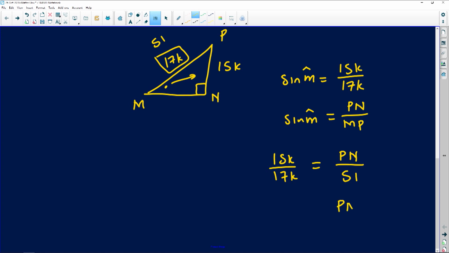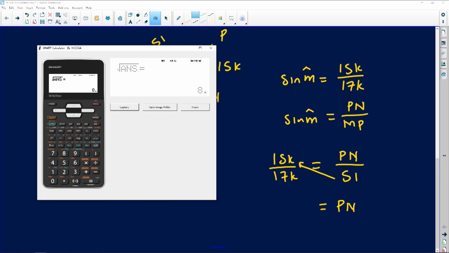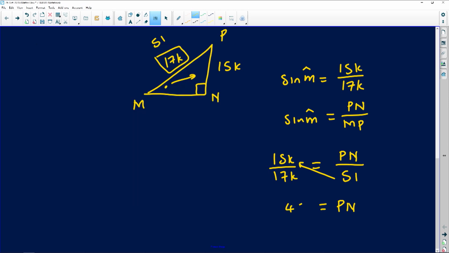The PN length is going to be, when you cross multiply that 51, the k's are going to cancel, and you will just simply have a fraction. In that fraction on top, you're sitting with the length of 15 divided by 17, right? Multiplied by that length of 51. It's giving us exactly 45. So PN is going to have an actual length of 45 units.